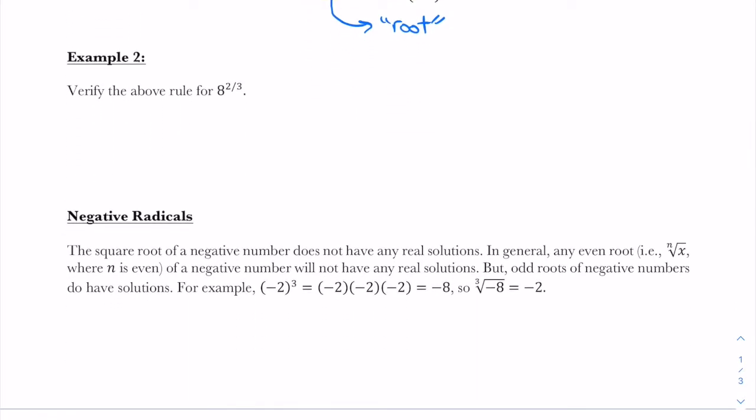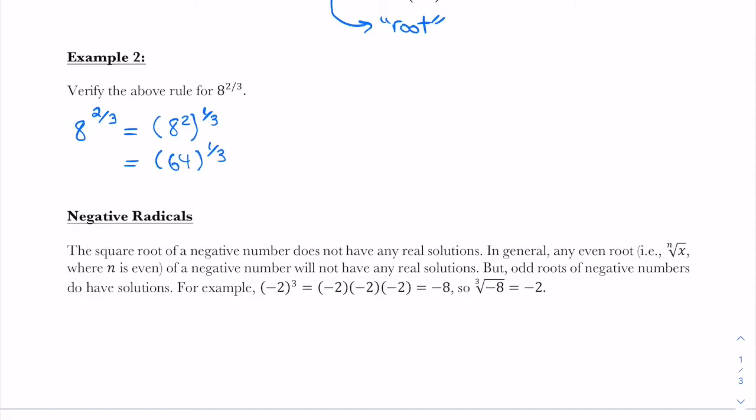We're asked to verify the above rule for 8 to the exponent of 2 over 3. I'm going to show you this both ways. Here we go. 8 to the exponent of 2 over 3 is equivalent to 8 to the exponent 2, all to the exponent of 1 over 3. So notice I'm doing the exponent part first and the root part after. So we evaluate this using BEDMAS. We'll do inside of the brackets first. 8 to the exponent 2 is 64. And now all of that is to the exponent of 1 over 3.